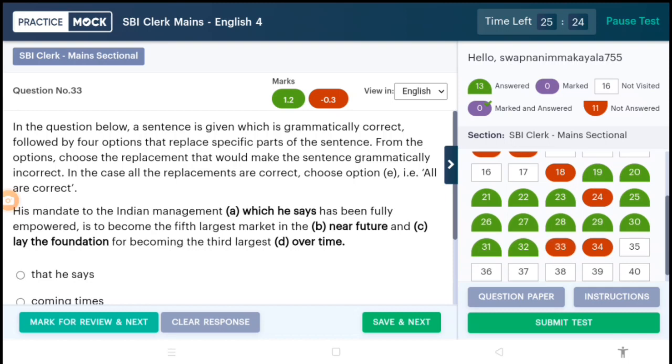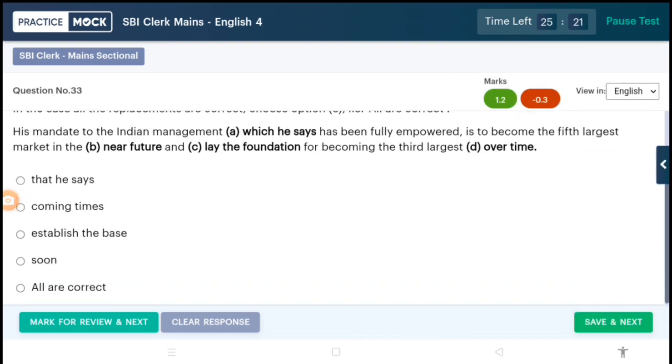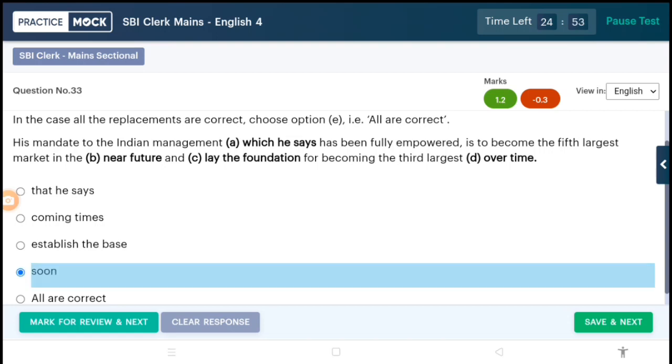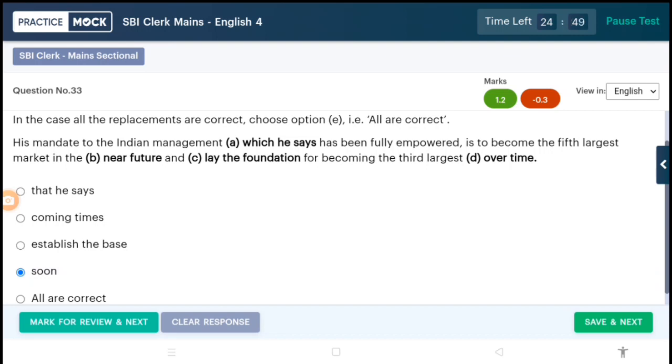Next, his mandate to the Indian management, which he says has been fully empowered, is to market in the near future and lay the foundation largest. So is mandate to the Indian management.